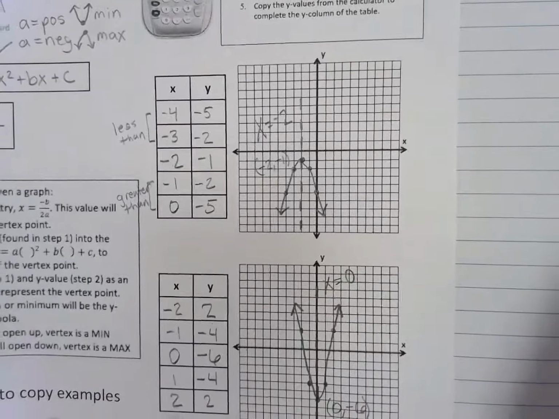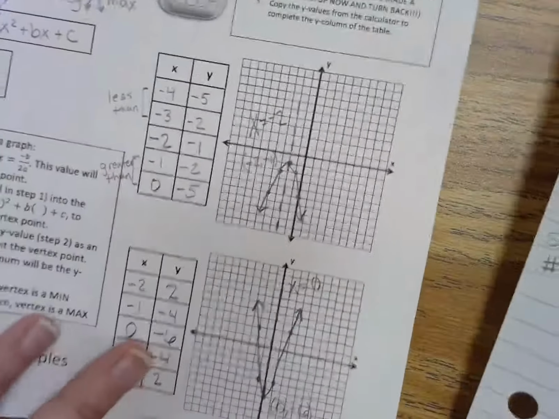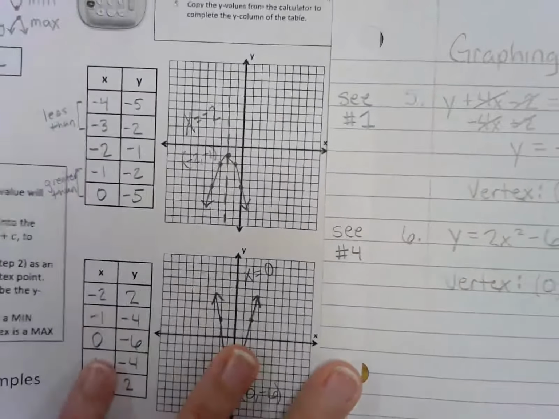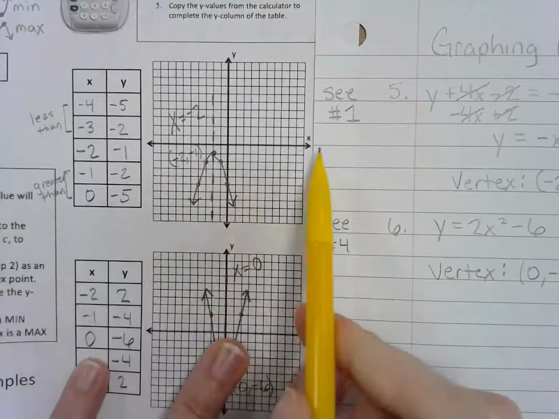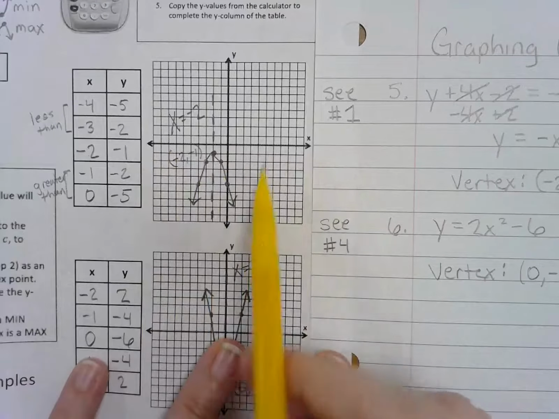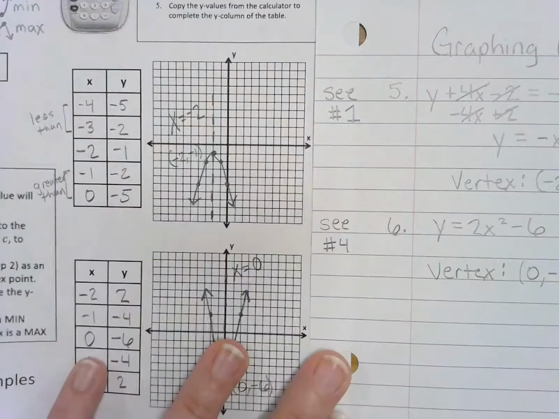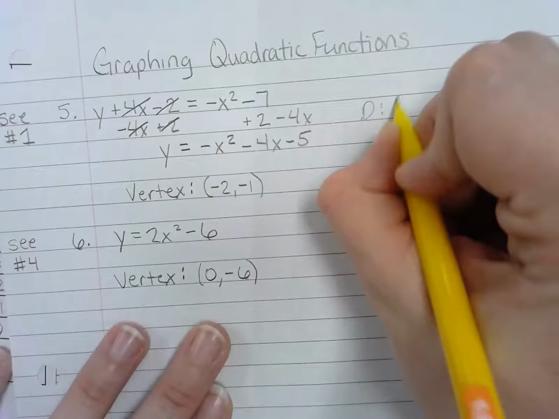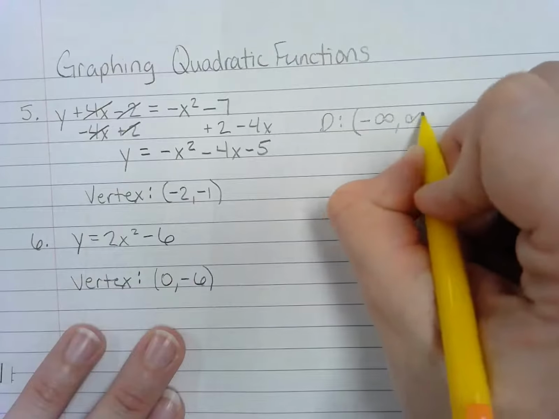To finish up these problems, let's talk about our domain and range. So going back to number 5, that graph, for those parabolas, I hope you're starting to notice the domain, the x values, is all real numbers. We can continue forever and ever in both directions. So domain, in our interval notation, would be -infinity to infinity.